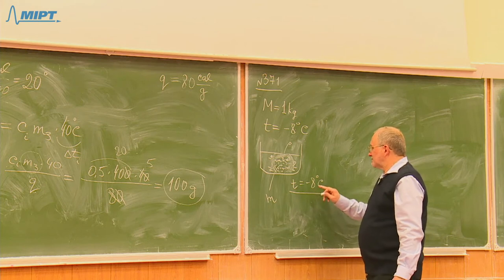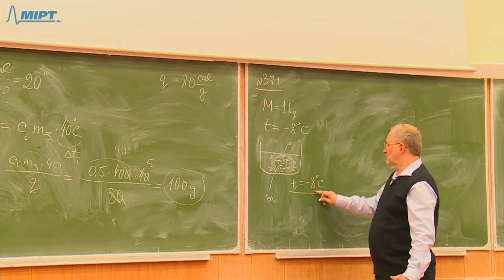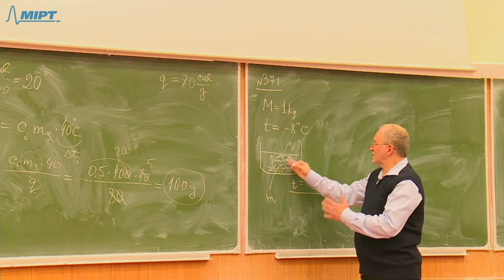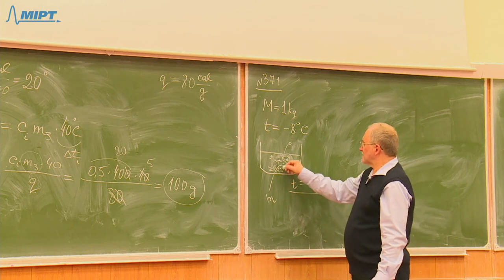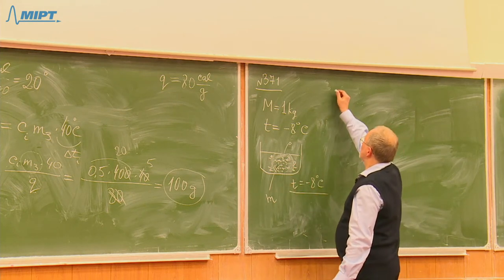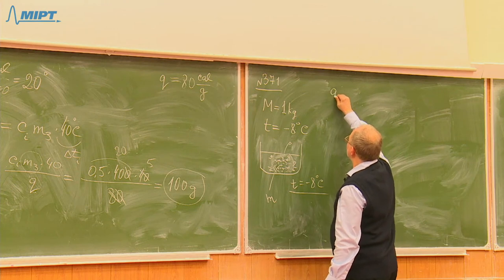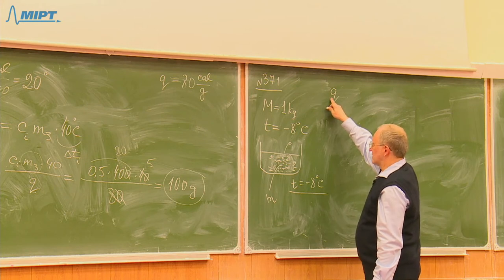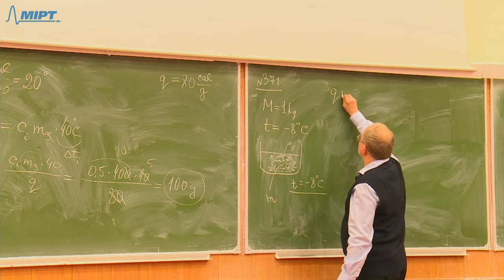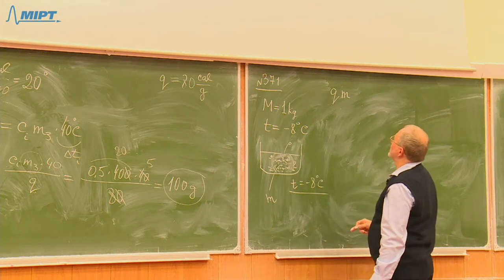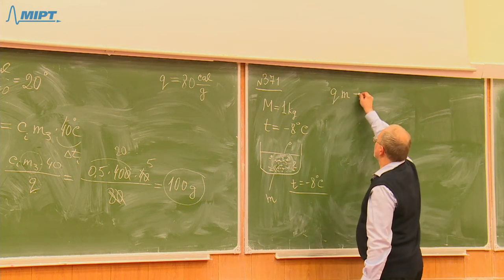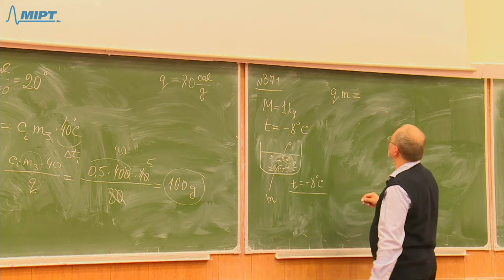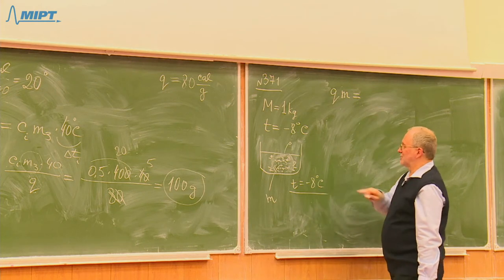Where does the water take heat energy to be heated up? It will take the heat energy from this piece of ice which was formed here, and while the ice is formed, the heat energy is released. So if 1 gram of ice is formed, then this specific heat of melting will be released. If m grams of ice are formed here, then such a heat energy will be released. And this heat energy will go to increase the temperature of the surrounding water, finally up to 0 degrees.